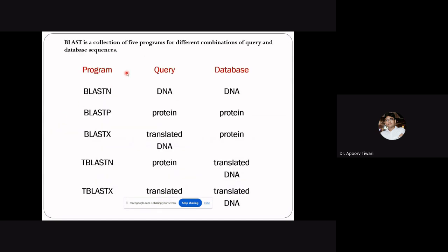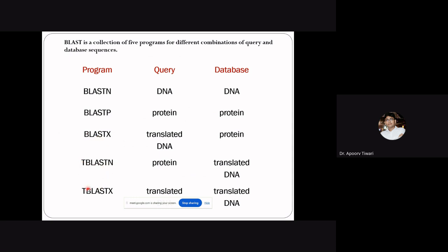So how many types of BLAST are there? BLAST is a collection of 5 programs for different combinations of query and database sequences. The first one is BLASTN. BLASTN is used when our query sequence is a DNA sequence and our database sequence is also a DNA nucleotide sequence. And BLASTP is used when our query sequence is protein and the database is also protein. And likewise BLASTX, when our query sequence is nucleotide and our database sequence is protein. So then we use BLASTX.